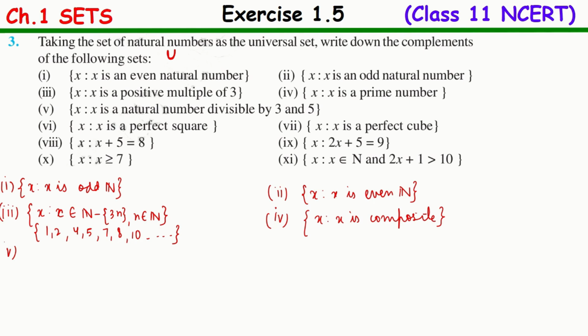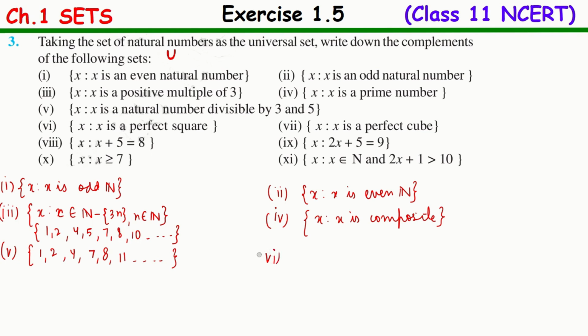Next, fifth part is X is a natural number divisible by 3 and 5. So we have to construct a set of natural numbers not divisible by 3 and 5. So 1, 2, 3 will not be present here, 4, then 5 will not be present here because 5 is divisible by 5. Then 6 is also not present here. Then we have 7, 8, 9 will not be here because it is divisible by 3. 10 will also not be here, so 11, like this, and so on.